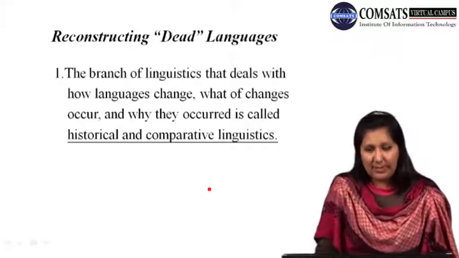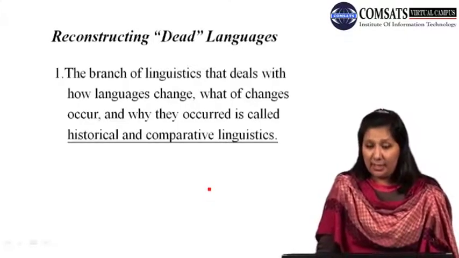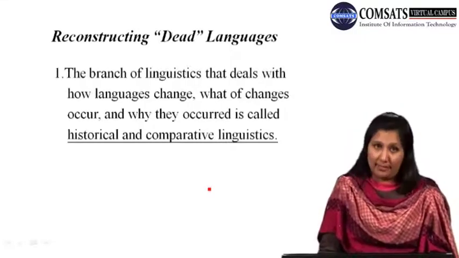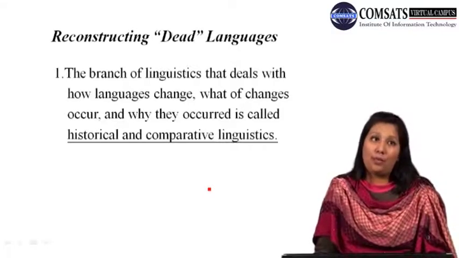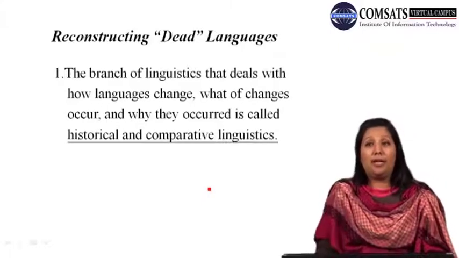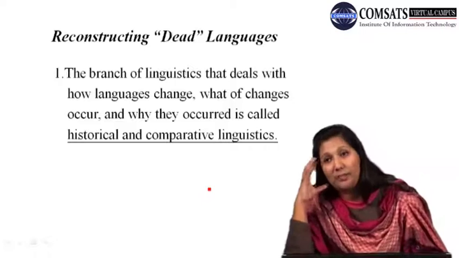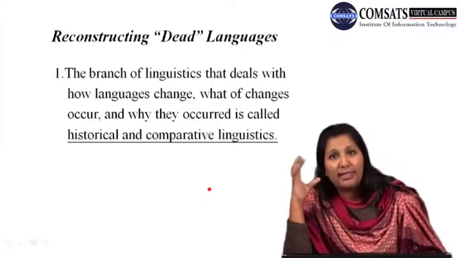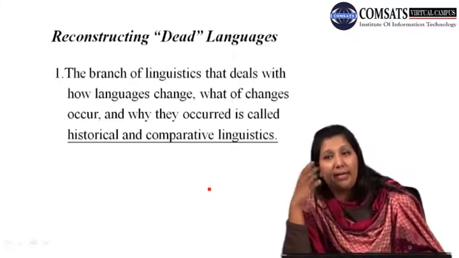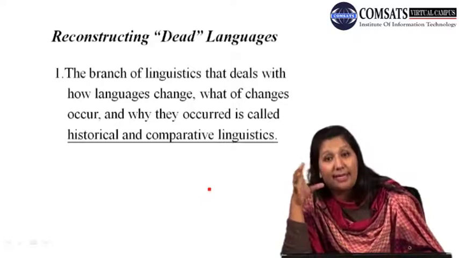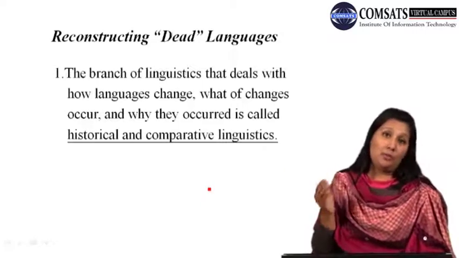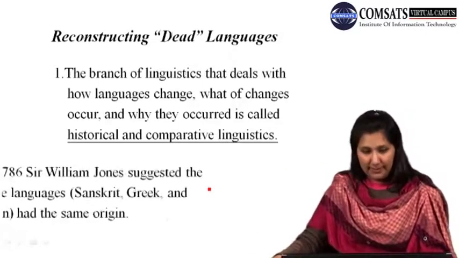The branch of linguistics that deals with how language changes, what changes occur, and why they occurred is called historical and comparative linguistics. Yes, we have one specific branch of linguistics that deals with the issue of language change. It is basically historical and comparative linguistics. It looks historically at the evolution of language. It sees which thing is changing and how it is changing, what the changes are that are taking place, whether in the language or outside the language.